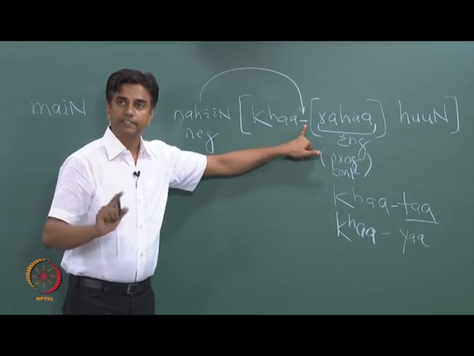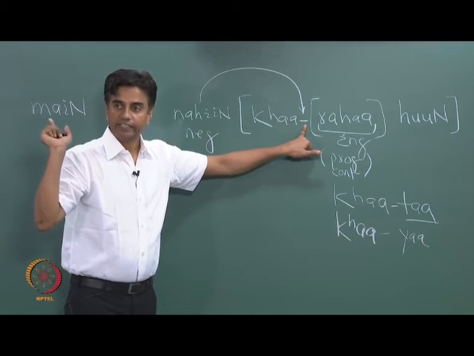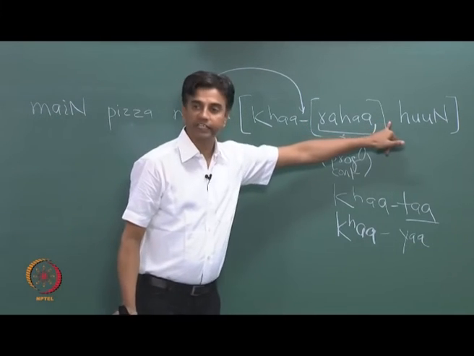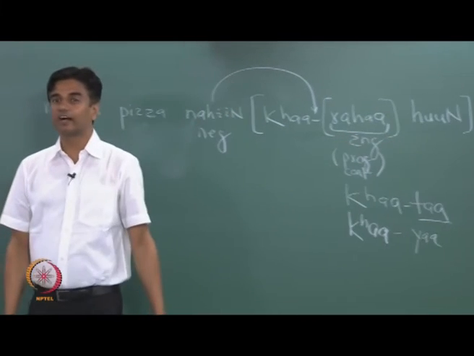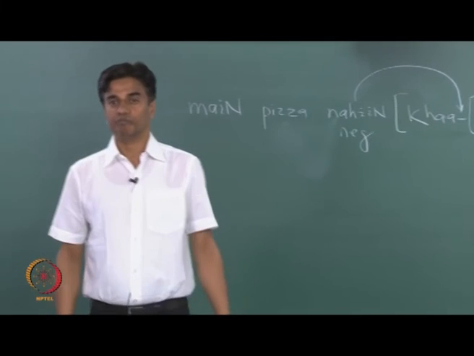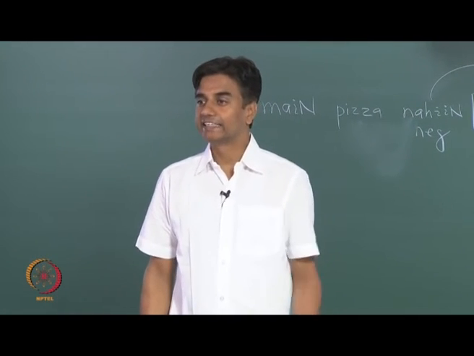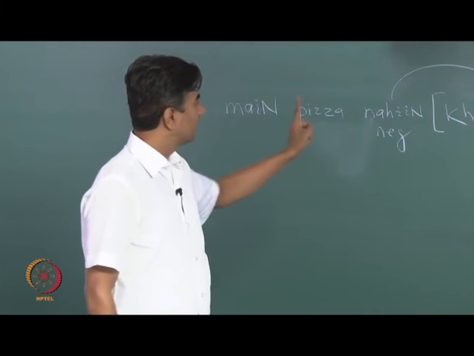Now, listen, this is the point that I am trying to relate to the structure that you have here. It's possible to bring the negation word here, but it's not possible to bring the negation word here. मैं पिज्जा खा रहा नहीं हूँ. It's not possible. And it's definitely not possible to bring it any further. मैं पिज्जा खा रहा हूँ नहीं.